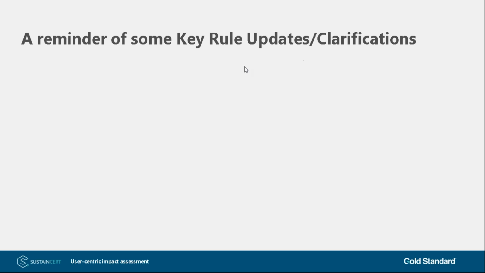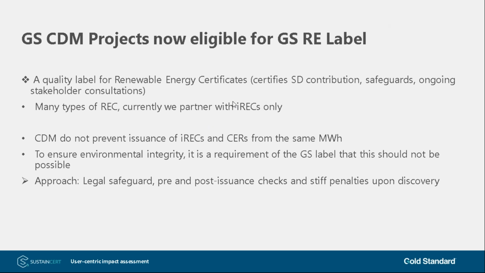Being as though we have some more time, I'll go through a reminder of some key rule updates and clarifications from the past 6 months. So just show those now. The main one to talk about really is increased eligibility for the Gold Standard Renewable Energy label. So a refresher for those who may not be immediately familiar.